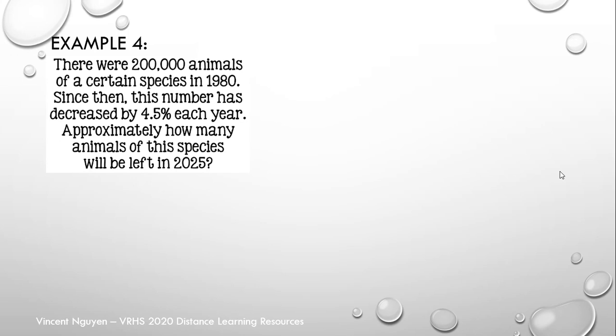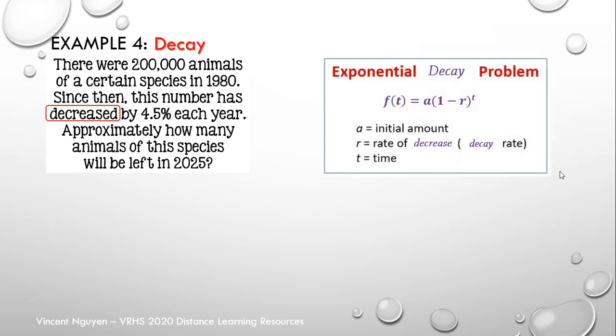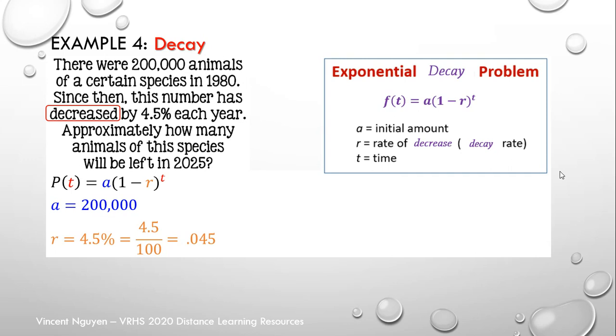Well, some keywords tell you decreased is a decay problem. We're going to use the decay formula. Substitute everything in. I call this P of T, P for, you guessed it, population. Population over time, right? Population is a function of time. That's what it means. A is 200,000. That's the number of animals we start with in 1980. The rate that these animals are dying or disappearing from Earth is 4.5%. Divide that by 100, you get 0.045.